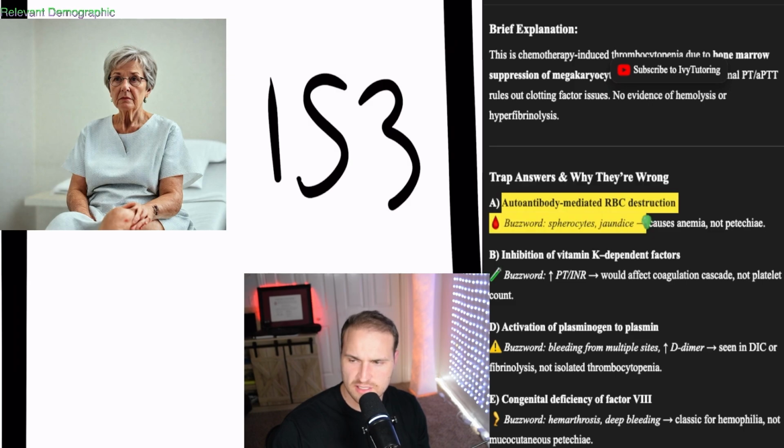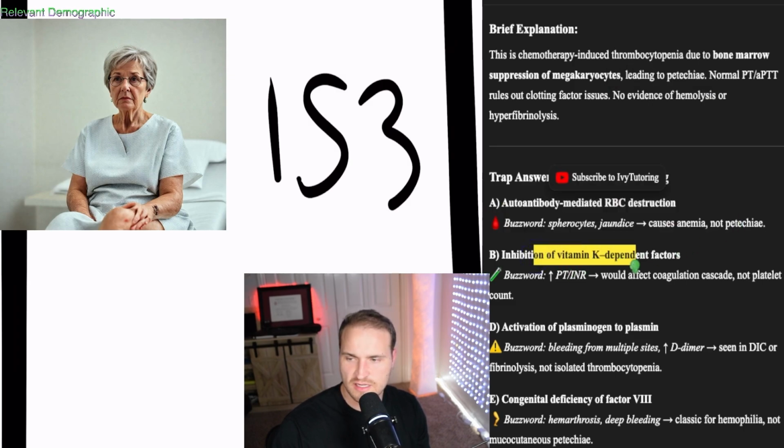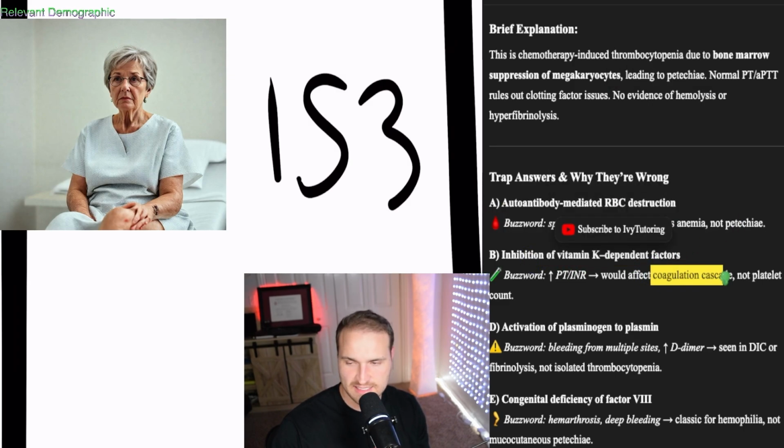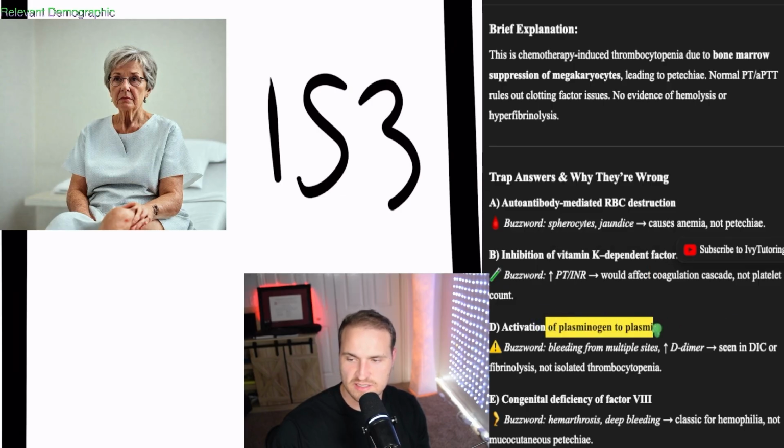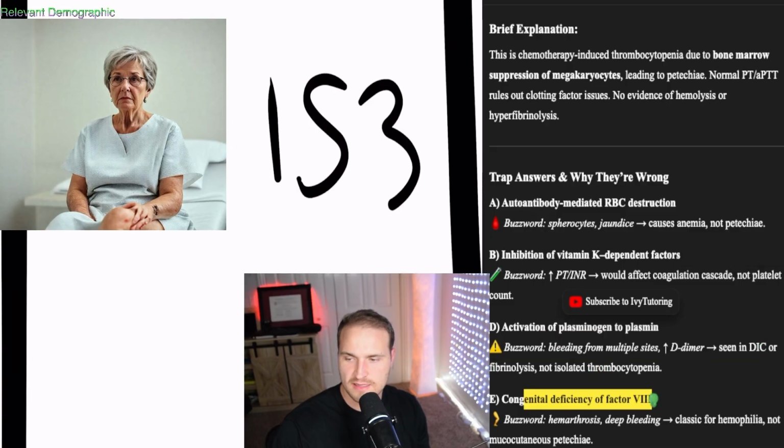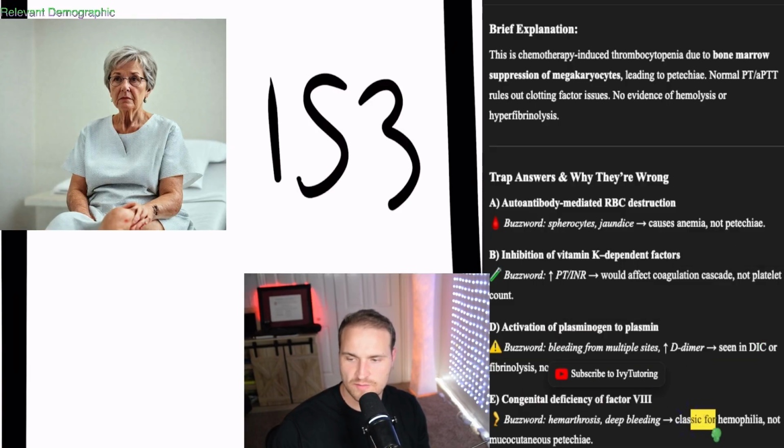Autoantibody-mediated red blood cell destruction would be spherocytes and jaundice. Inhibition of vitamin K affects the coagulation cascade, not the platelets. Activation of plasminogen to plasmin would cause bleeding from multiple sites. That's the increased D-dimer seen in DIC. Congenital deficiency of factor VIII would be hemophilia.